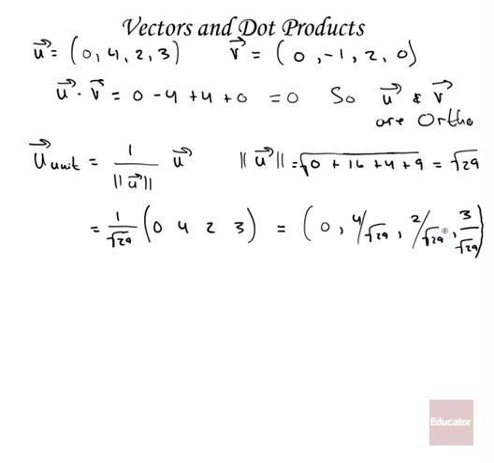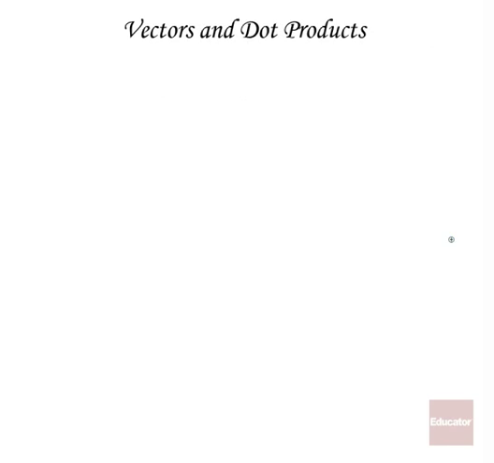Still a 4 vector, but now this vector has a length of 1. If you were to find the magnitude of this vector, it would be 1. It's in the direction of u, but it has a length of 1. Nice.